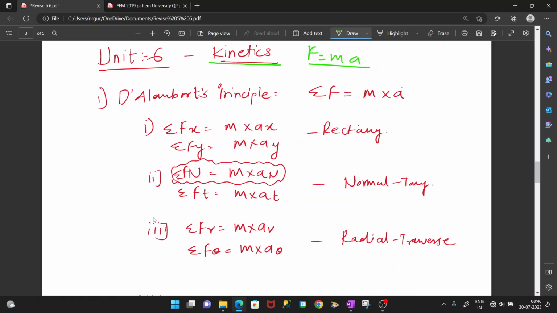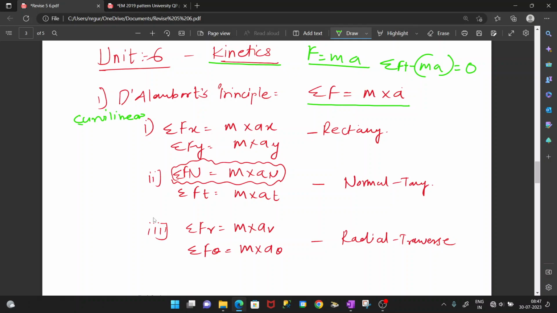Summation of F is equal to m into a. Rather, summation of F minus ma, that is the inertia force, their sum is always equal to what? 0. This is nothing but your D'Alembert's principle. To use this principle, we have just rearranged the formula. Now, what is D'Alembert's principle for rectangular coordinates? This is particularly for curvilinear motion.